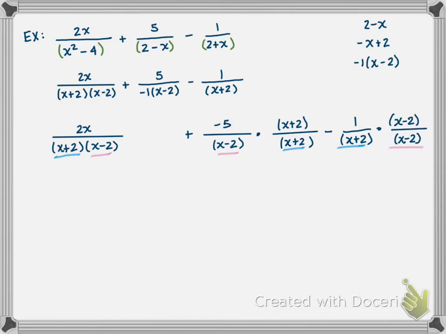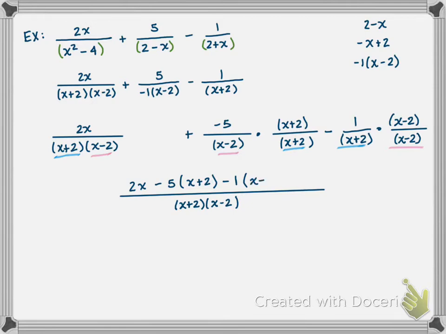So now, just like we did last time, we're just going to rewrite this whole thing over our common denominator. So our common denominator is x plus 2 times x minus 2. And I've got 2x plus negative 5. You guys mind if I call that minus 5 instead? It's just the same as subtracting 5, right? So minus 5 times x plus 2 minus 1 times x minus 2.